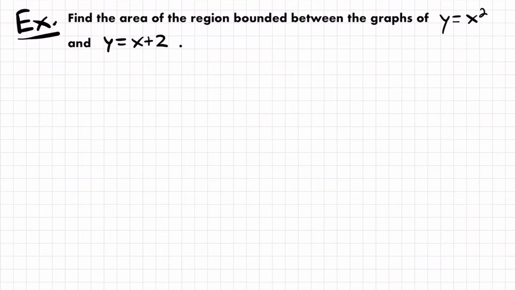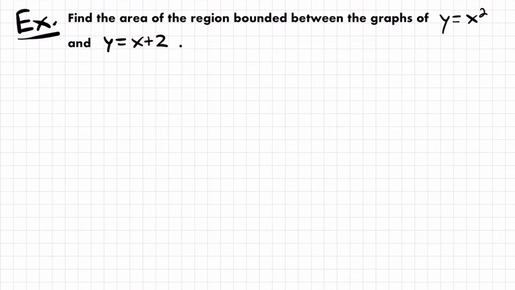And so the first thing that you want to do for a problem like this is determine where these two functions intersect. And the way you do that is you set them equal to each other, right? So we have y equals x squared and y equals x plus 2. We can replace y with x squared and then solve for x, and that will tell you the x values of the points that these two functions share.